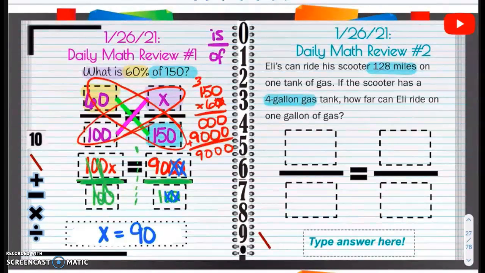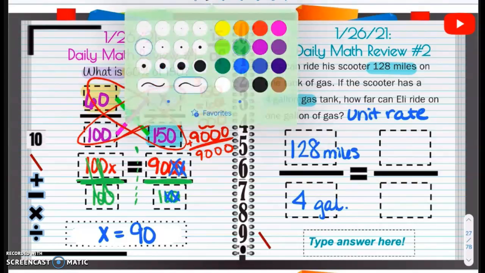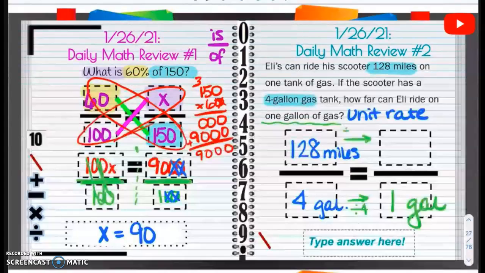So we are going to figure out, well, how much is it for 1 tank of gas? Or for 1 gallon of gas. So 128 miles. He can do that for 4 gallons. So now we're going to figure out, okay, well, let's divide. We're going to find our unit rate. Unit rates. So essentially, we're trying to figure out for 1 tank or 1 gallon of gas. So 1 gallon of gas, so 1 gallon. From 4 to 1, you divide by 4. And then same up top, 128 divided by 4.